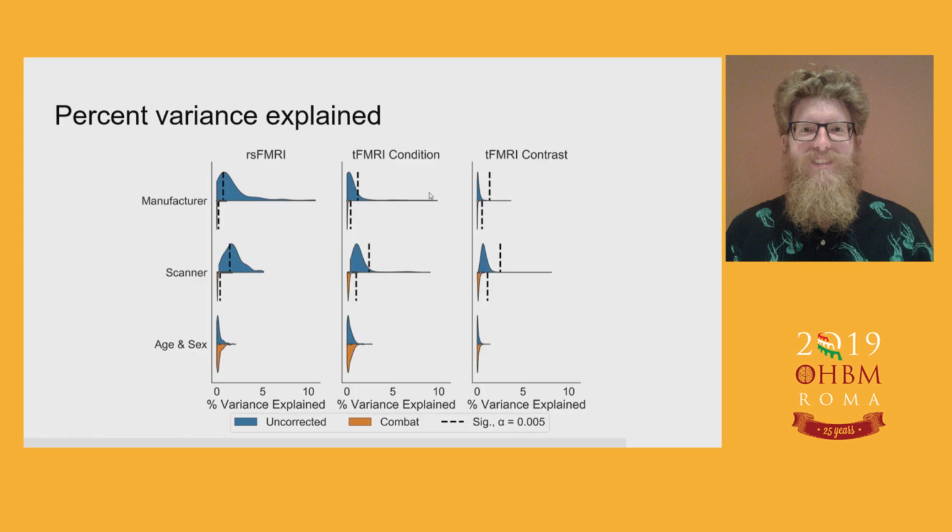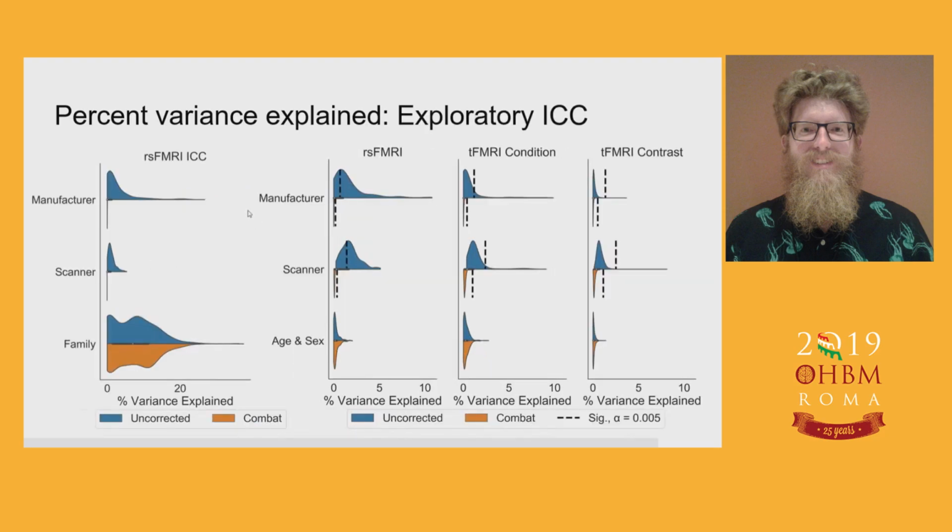For the task-based conditions, as you'd expect from the previous classifier results, you have a little more percent variance explained by manufacturer and scanner than you do in the task-based contrasts. Another important note is that underneath each of these big blue histograms is a little tiny orange histogram, and that's the percent variance explained in those metrics after ComBat correction. So it goes way, way down, as expected, but for age and sex, it's preserved. When you run ComBat, you can say, correct this variance, preserve that variance, and it does a good job of preserving the variance you ask it to preserve.